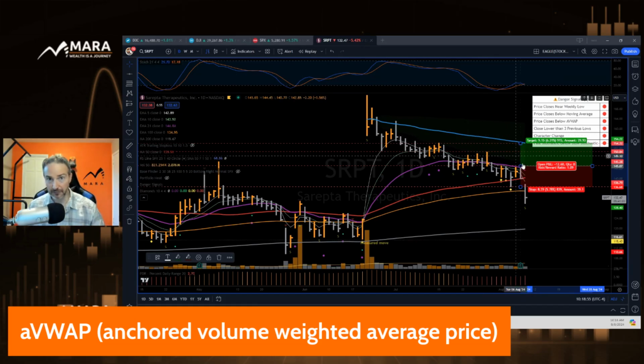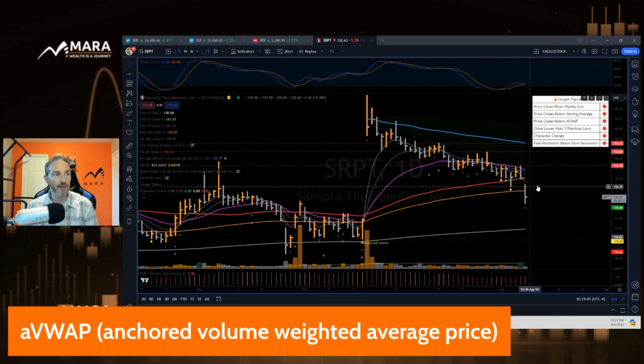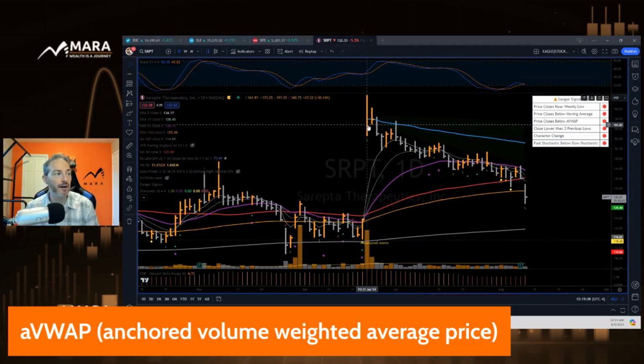So let's talk a little bit about, well, how should we go about placing this anchored VWAP? Where should we place it? I happen to place it right there. Why did I place it there? There's a couple of places where I will place this anchored VWAP. One of them is at the top of the pattern that I'm looking at. So if we're looking at SRPT, I would be placing it there.